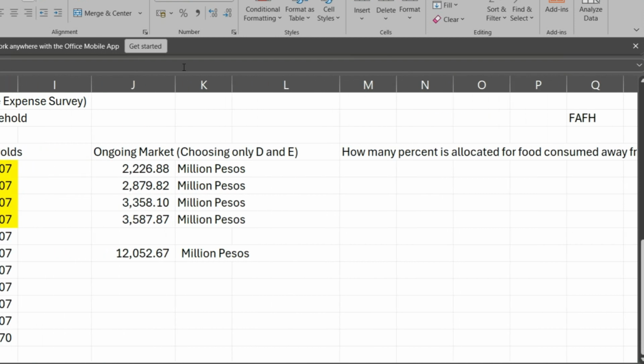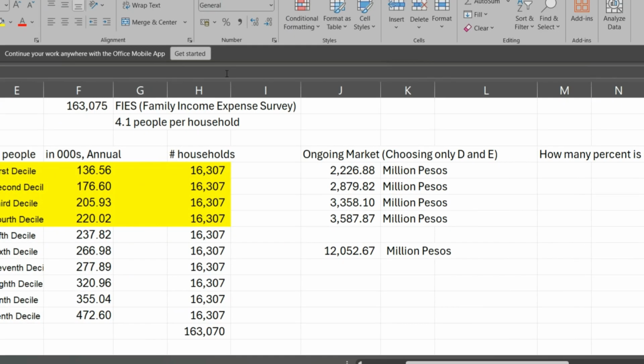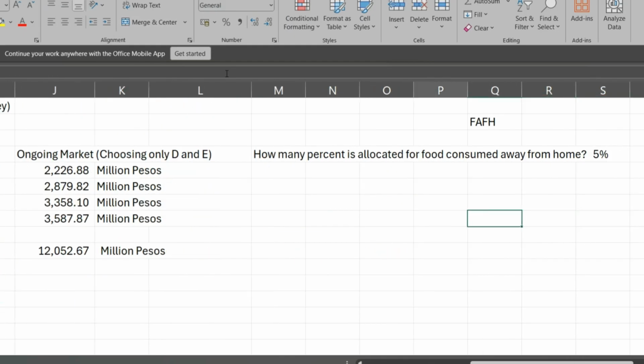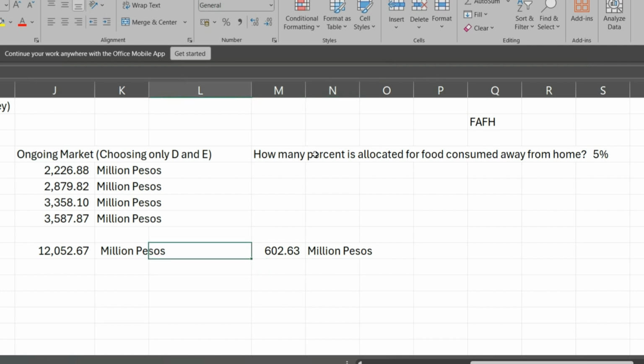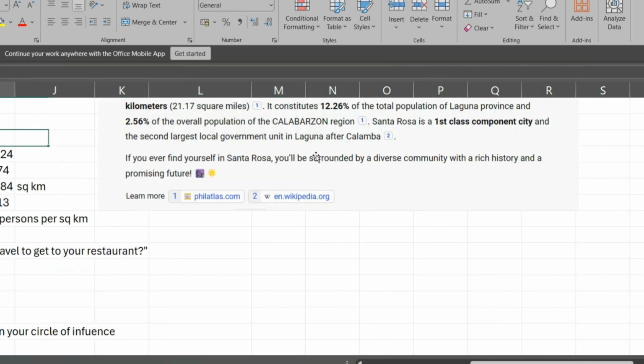So that means if this is the total market of all for this class, class E and D, then million pesos. So you will have to take the total and multiply this by 0.05, which is 5%. Okay? It means that we have 600 million pesos of expenditures in food consumed away from home in our declared area of influence. That's it. So based on this.